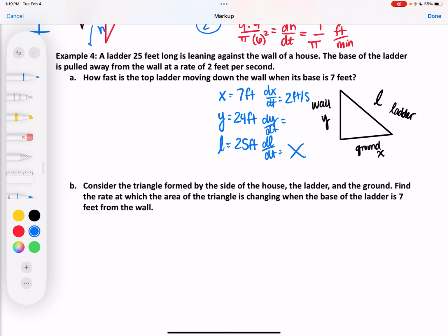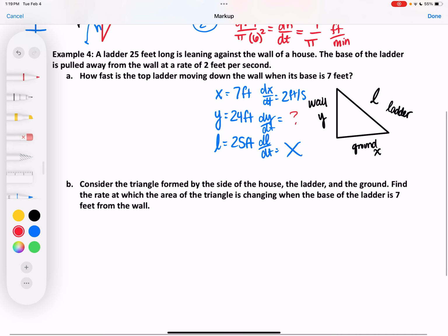The length doesn't change. All right, so now I'm solving for dy/dt. So I've got x squared plus y squared equals L squared. Because we know that the ladder length stays constant, I will go ahead and replace L with 25. So x squared plus y squared equals 625. I just plugged in the number.